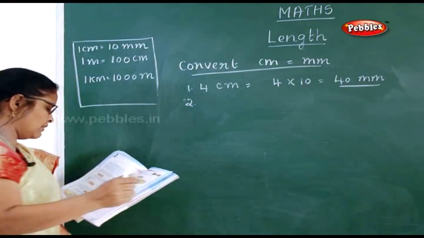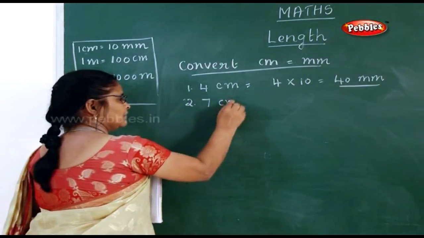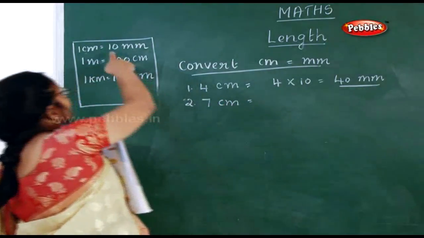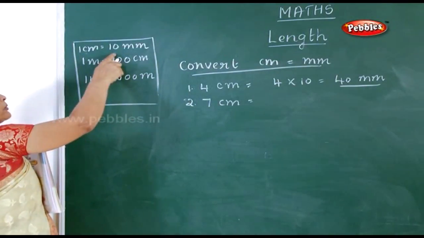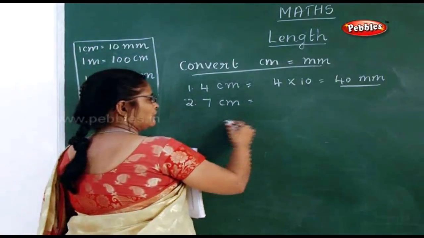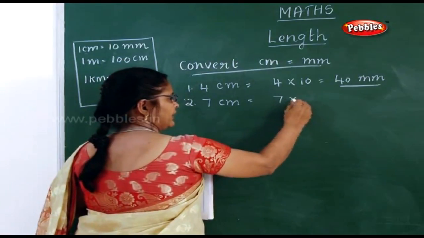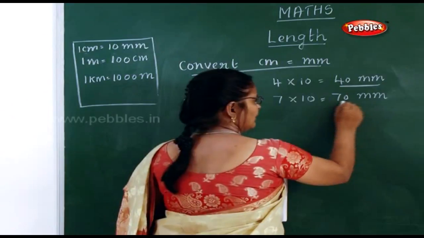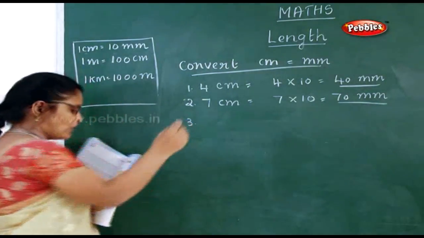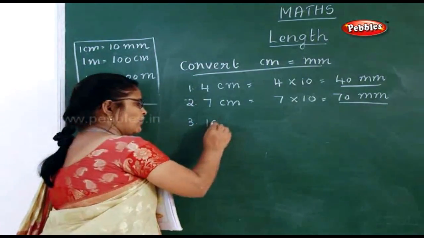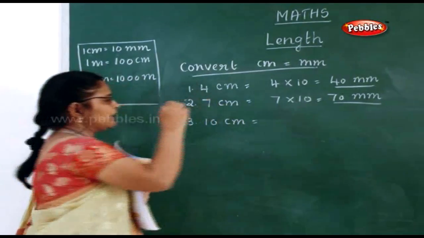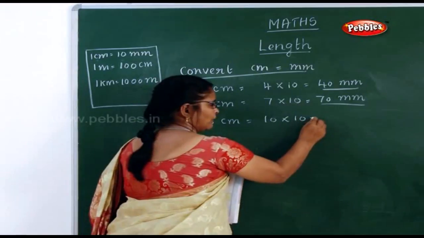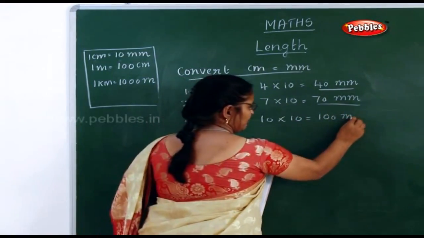Now, second question. It is 7 centimeter. Can anyone tell me how will you do it? Same way. 1 centimeter is equal to 10 millimeter. I have written here 1 centimeter is equal to 10 millimeter. How will you convert into millimeter? Again 7 into 10 equal to 70 millimeter. Now third sum, 10 centimeter. How will you do 10 centimeter? Can anyone tell me? Same way, it is 10 into 10 equal to what? 100 millimeter.